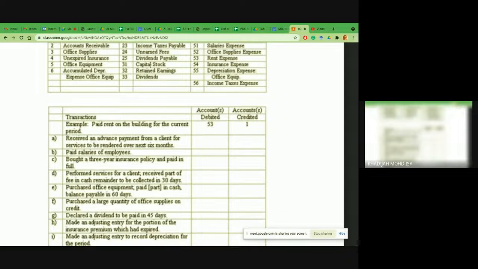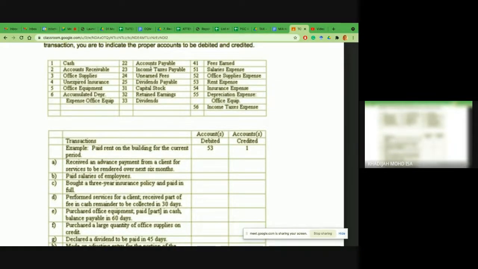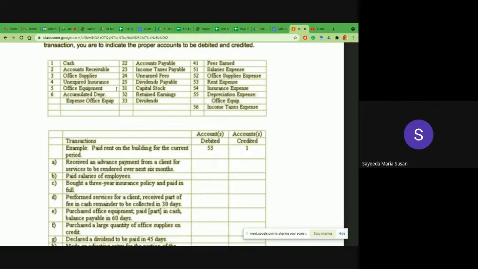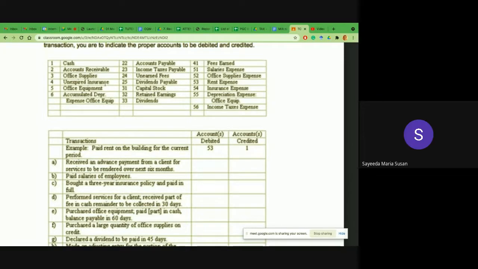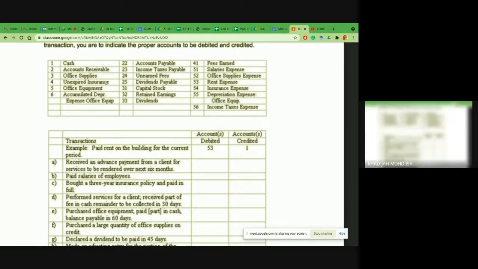Then you bought a 3-year insurance policy and paid in full. When you pay in full, of course, you credit your cash, but your insurance, you're going to have the insurance. I think it's a prepaid or 54, unexpired insurance, account number 4. Right? Unexpired insurance. So this is when you first make the payment. So you have not allocated the expenditure yet. So you record that unexpired insurance, your asset, debit, and credit your cash account.